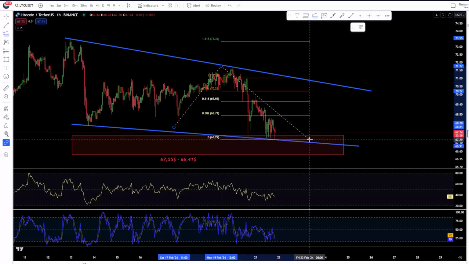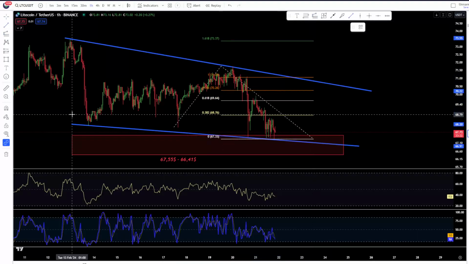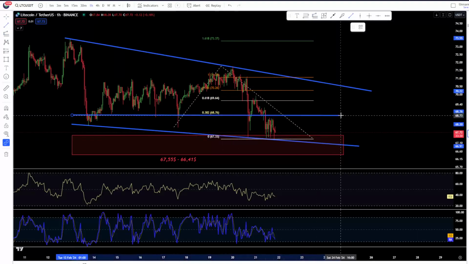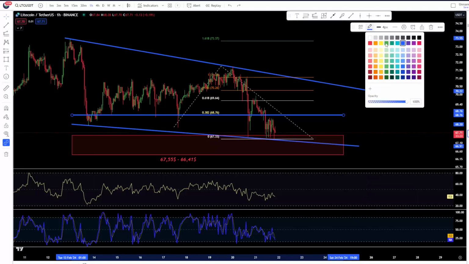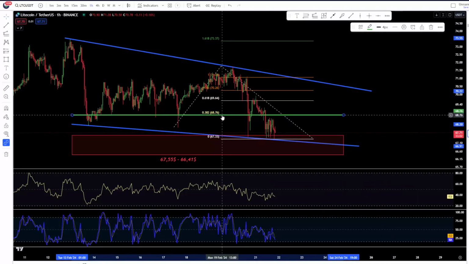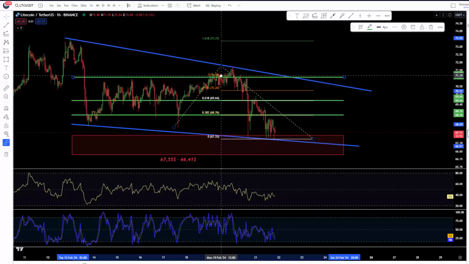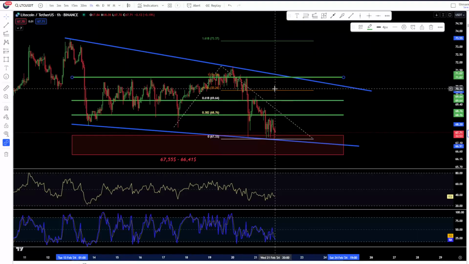Looking the other way, there is resistance at $68.76. Then the price rebounded from the resistance at $69.64, and then significant resistance at $71, at the upper limit of the downtrend channel.